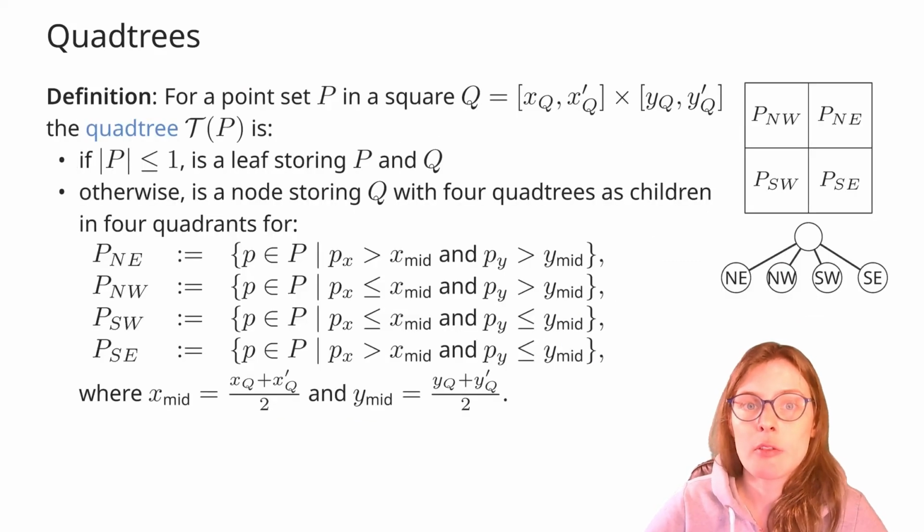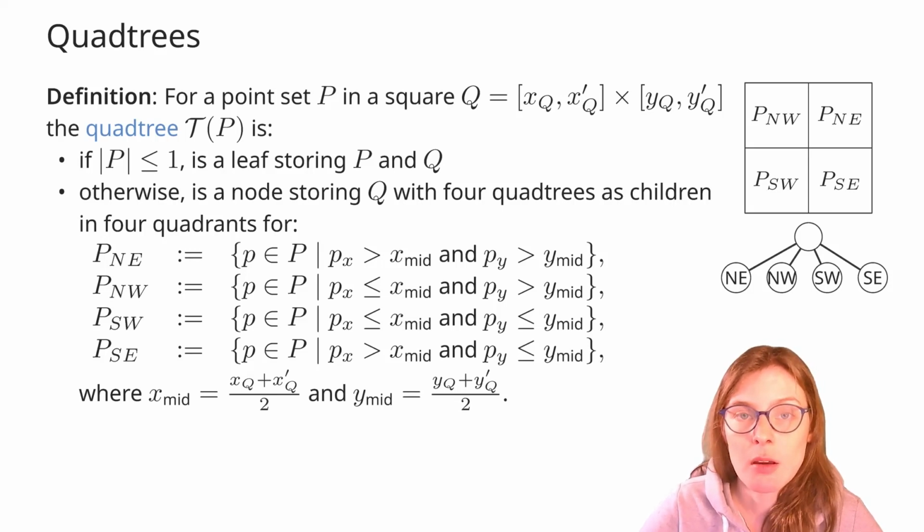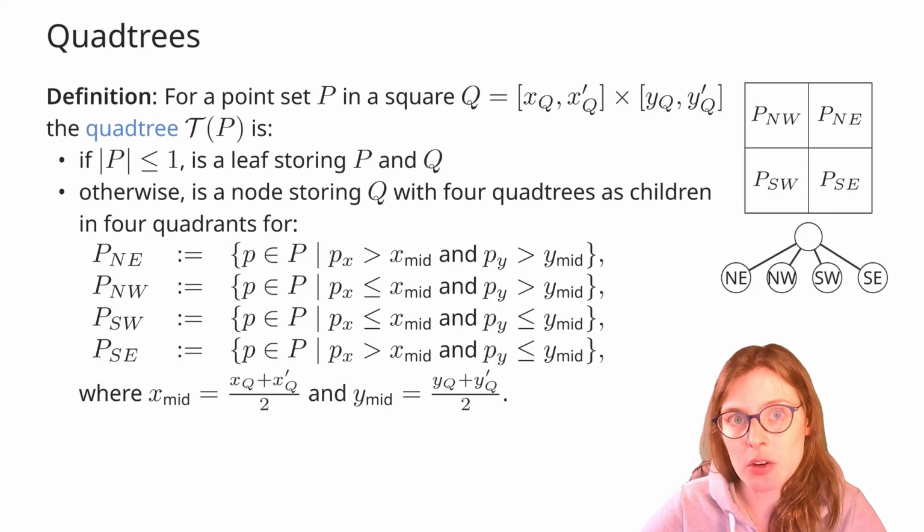Note that the squares can be neighbors, even though in the tree the corresponding nodes will lie at different levels. Formally, for a point set P in a square Q, the quadtree can be defined with the following recursive definition. If the set P consists of one point or is empty, then the quadtree corresponding to the square is a leaf, storing that point set, either 1 point or 0 points.